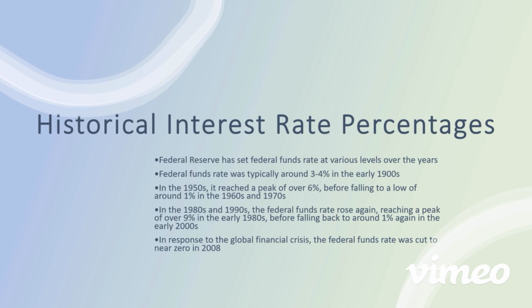In the early 1900s, the federal funds rate was typically around 3 to 4%. In the 1950s, it reached a peak of over 6%, before falling to a low of around 1% in the 1960s and 1970s. In the 1980s and 1990s, the federal funds rate rose again, reaching a peak of over 9% in the early 1980s, before falling back to around 1% again in the early 2000s.